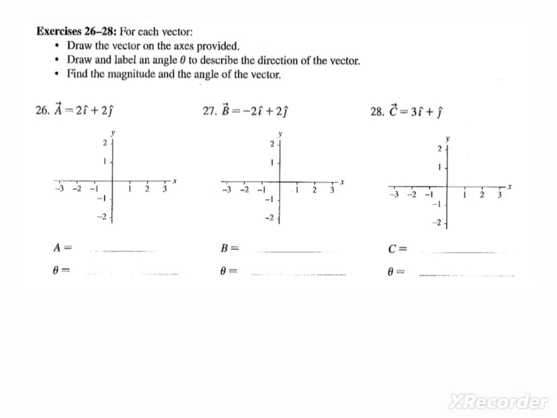So i hat is the x component. So that's the x component, which is positive 2. And then we have to write positive 2 for j as well, which is the y component. So that's the start, this is the end. So we have the A vector, and let's just call this angle theta.